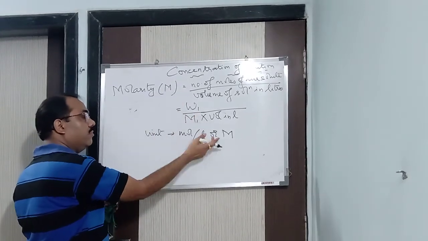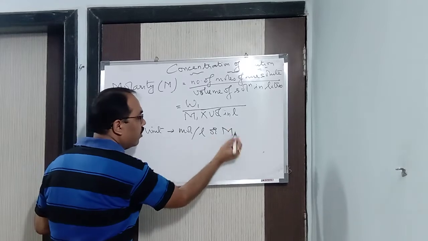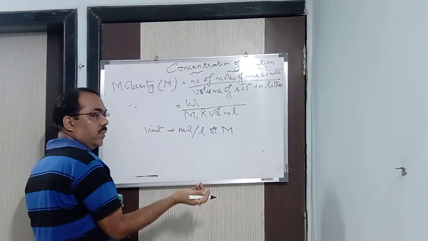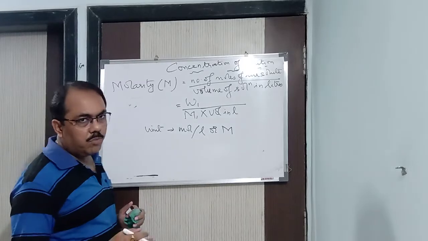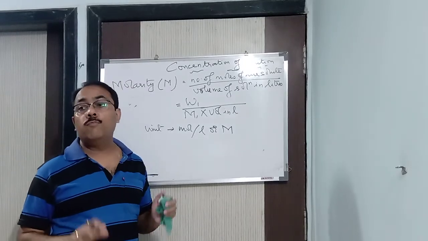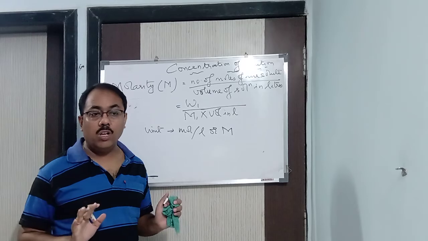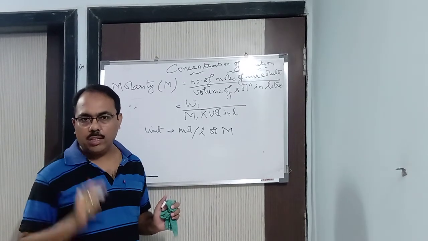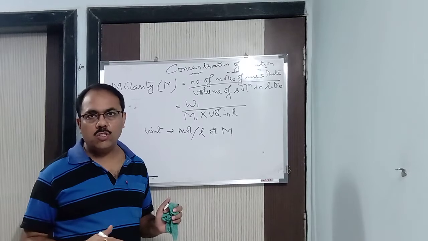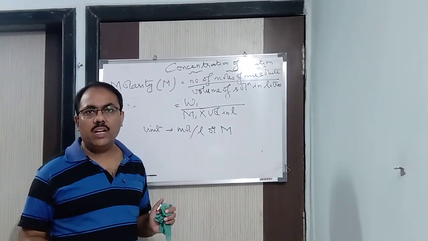The symbol is also capital M, and the unit is either mole per liter or capital M. Capital M stands for molarity. When you do numericals, you will see molar solution. When I say 1 molar, molarity is 1. When I say bimolar, molarity is 2. When I say trimolar, molarity is 3.